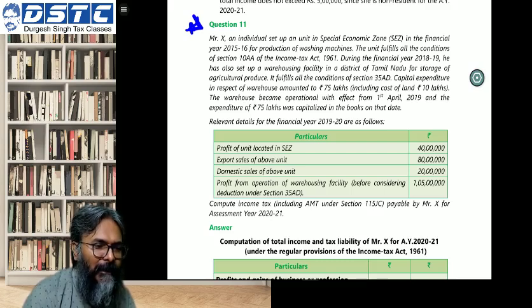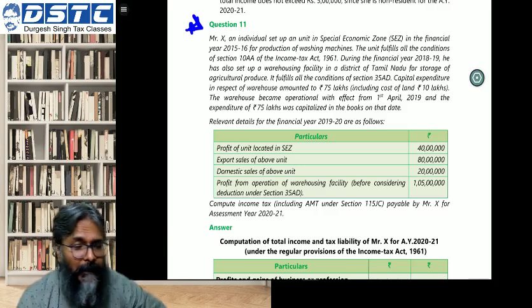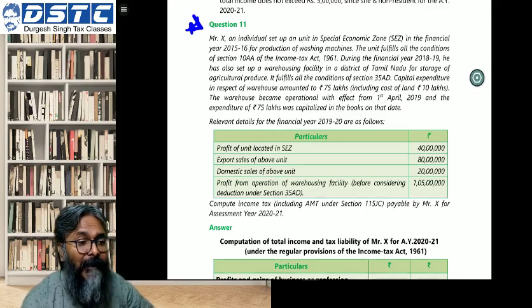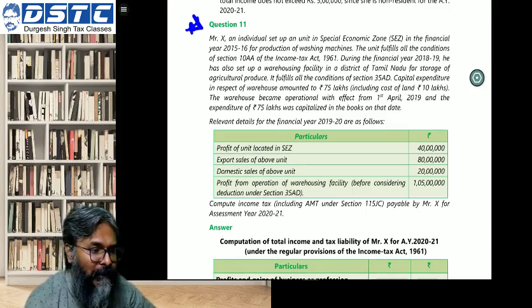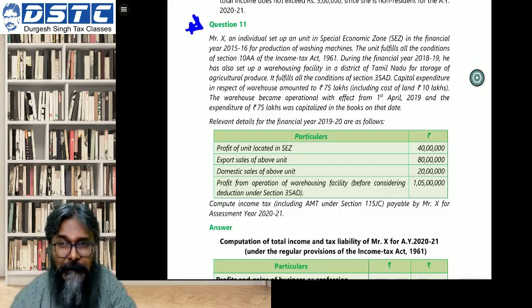During the financial year 18-19, he also set up a warehousing facility in a district of Tamil Nadu for storage of agricultural produce. So last year was the first year. Current year is year 19-20. It fulfills all the conditions of Section 35AD. Capital expenditure in respect of warehouse amounting to rupees 75 lakhs, including cost of land, is rupees 10 lakhs, but the deduction would be only up to rupees 65 lakhs. The warehouse became operational in the current year.